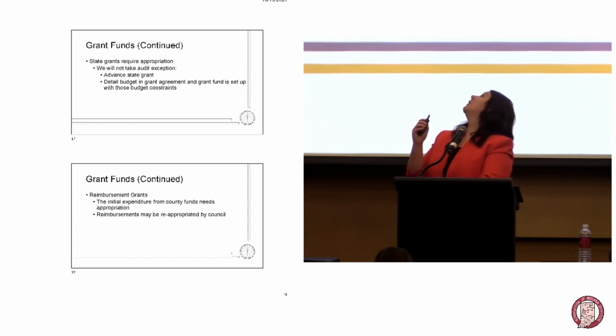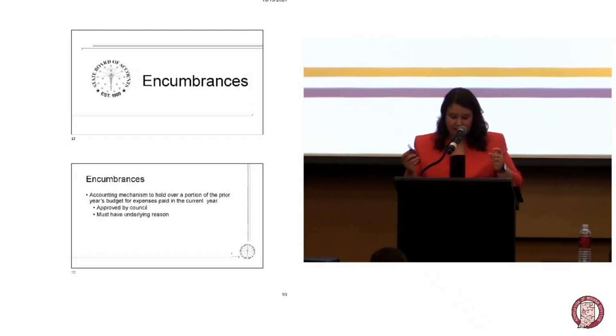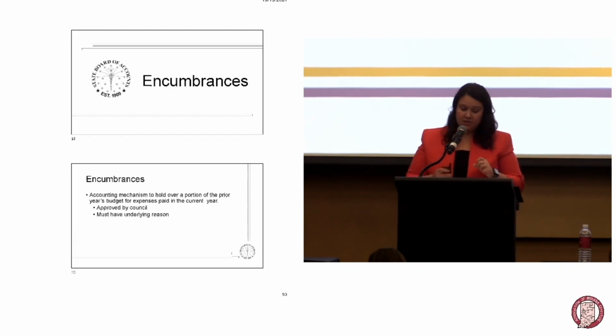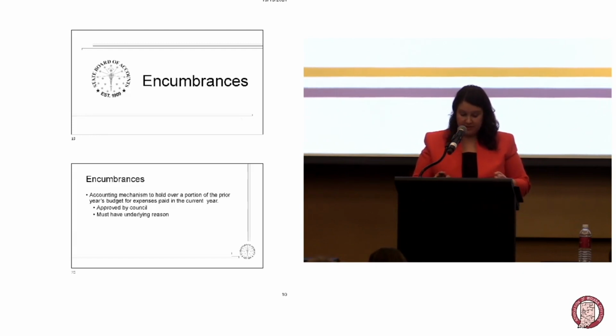Okay, encumbrances. We have several bulletin articles on encumbrances. So encumbrances are accounting mechanisms to hold over a portion of the prior year's budget for expenses paid in the current year. So these are approved by council and must have an underlying reason.